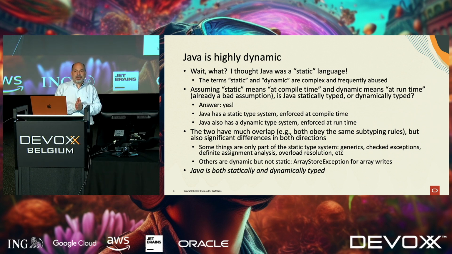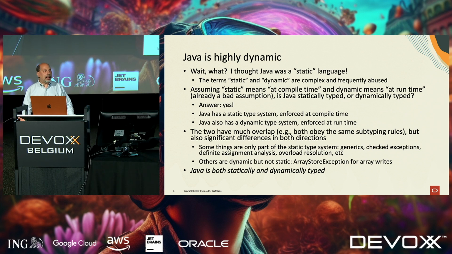But for example, some things that are part of the static type system that are not part of the dynamic type system are things like generics. We type check generics at compile time, and then we erase them away. The checkedness of exceptions also happens to be something erased away at compilation time. Not everybody's aware of that. Definite assignment analysis is part of the static type system. So Java requires that you initialize a local variable before you use it. The JVM doesn't enforce that, but the compiler does. Overload resolution is another of these what we call language fictions, which is checked at compile time and then ignored thereafter.